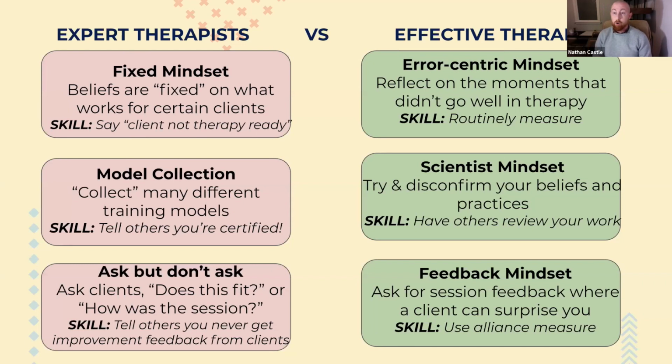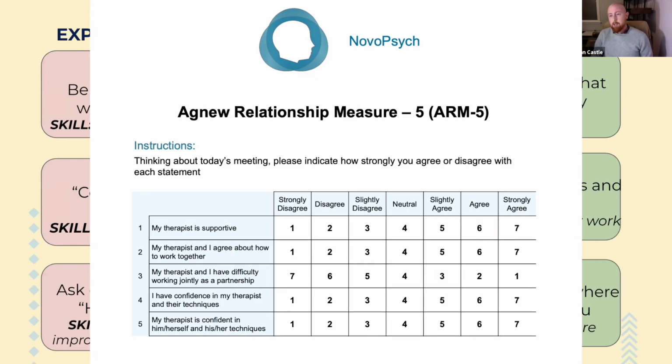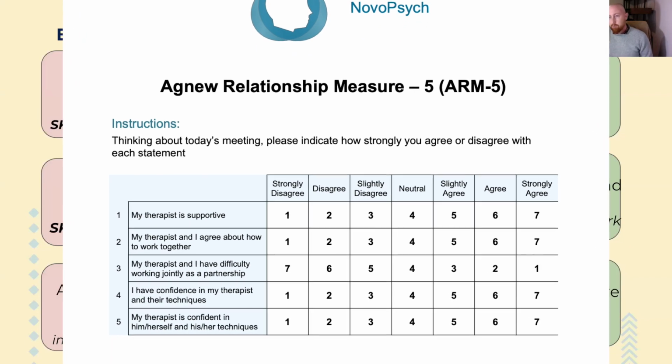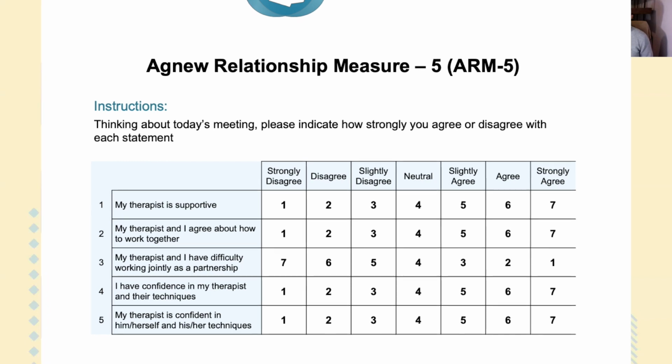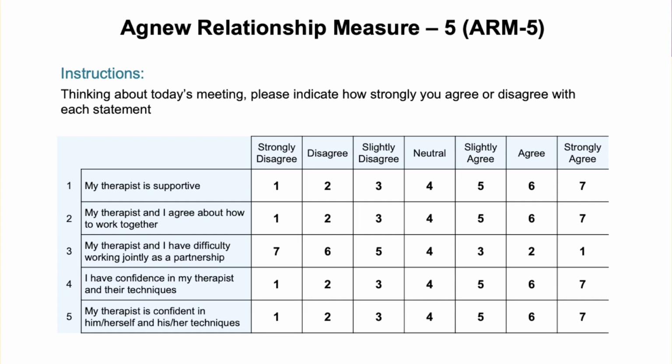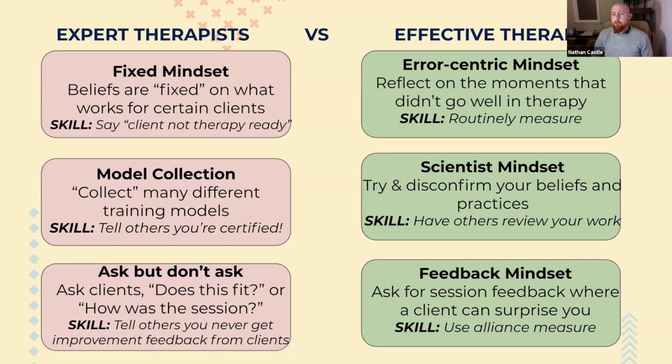Asking a client with an open invitation of what could be done differently in therapy. This might be done ad hoc, or it might be done systematically through something like an alliance measure, like the Agnew relationship measure, which is 5 questions in NovaPsych, and can measure the strength of the alliance in any given session.